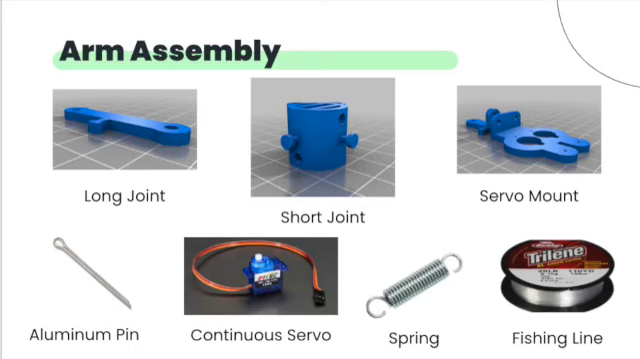To assemble the arm, we 3D printed a mount for the servos as well as the joints for the arm. After everything was printed, we pinned the joints together with aluminum pins and attached springs to the pins. We then ran fishing line through the joints, attached it to the servos, and tied it off at the end of the arm. We decided to use continuous servos instead of standard servos to power the arm so that we could get a wider range of motion while keeping the servos close together in the servo mount.